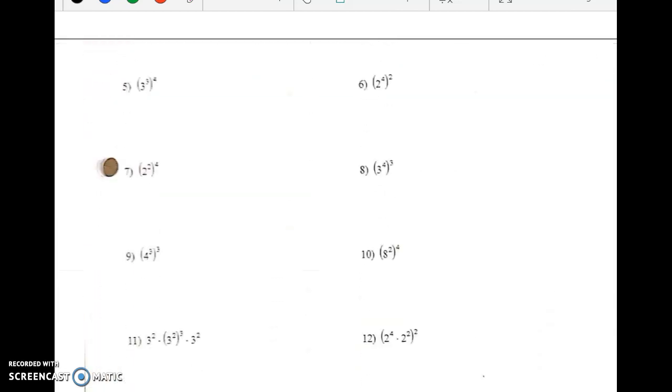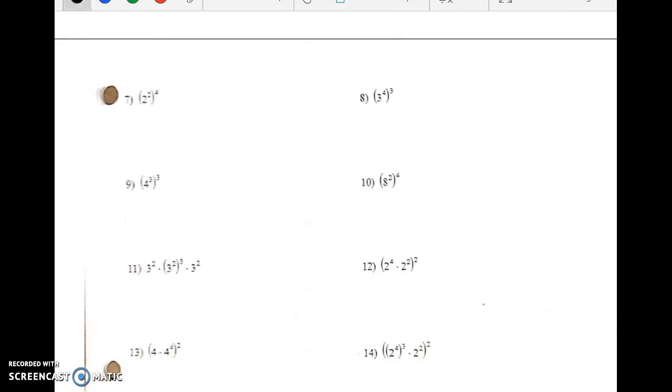So I'm going to come down here and just do 2 more with you. If I'm looking at number 10, I know that my property is from a power to a power, all I do is multiply. So I keep my base of 8. 2 times 4 is 8. So my final answer is 8 to the 8th power.